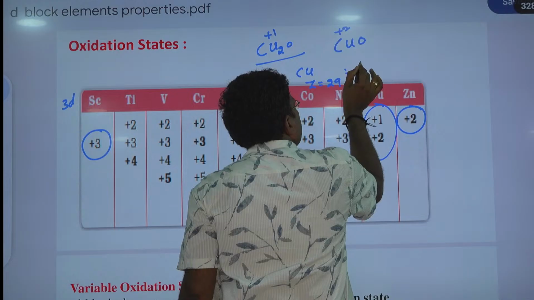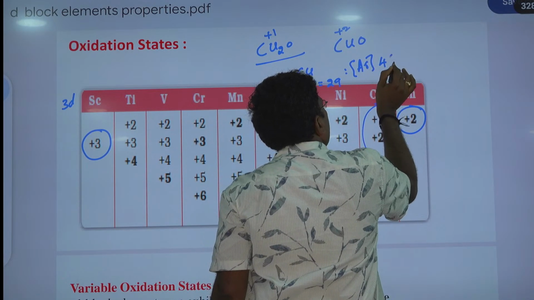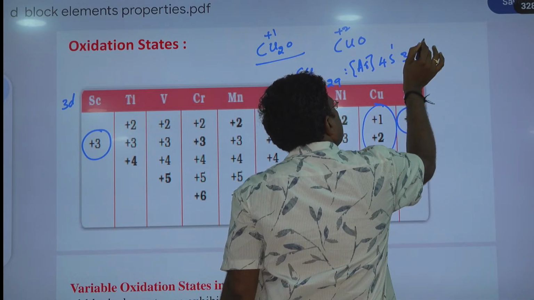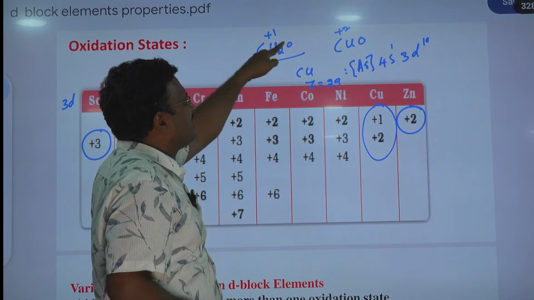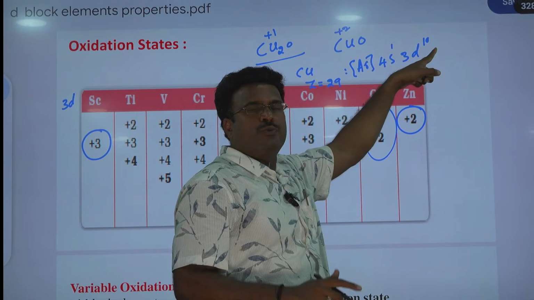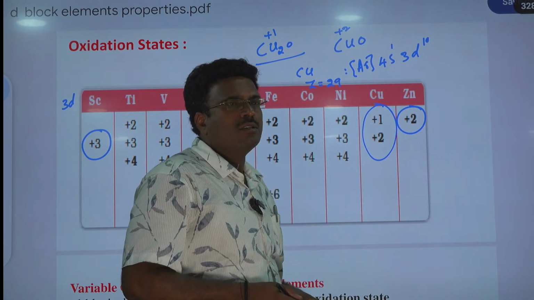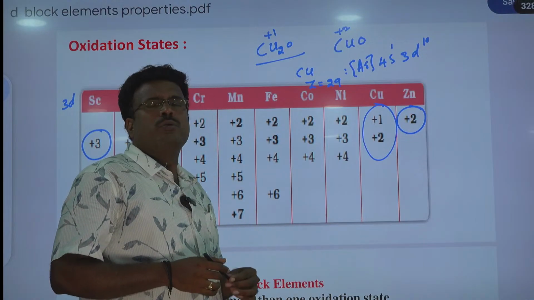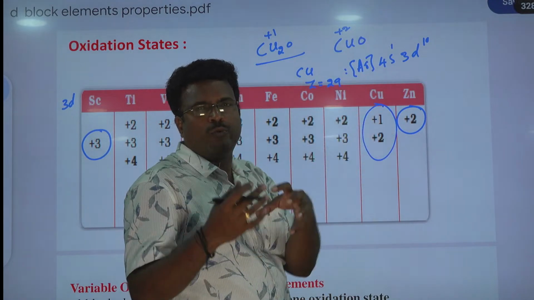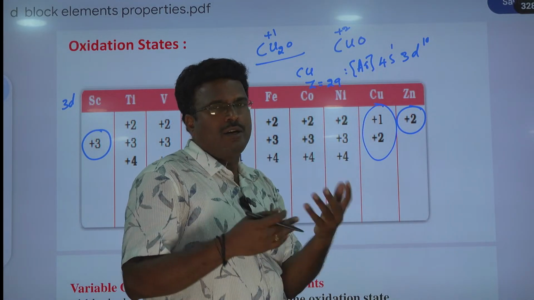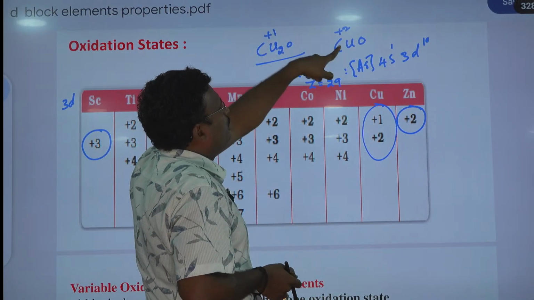So write the configuration: argon, 4s1 3d10, right? When copper behaves in the +1 oxidation state, it is 4s0 3d10, meaning filled orbitals, which are more stable than unfilled orbitals, according to Hund's rule. So here, cuprous oxide is more stable than cupric oxide.